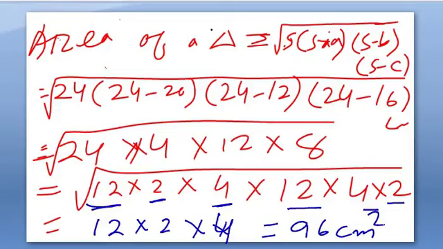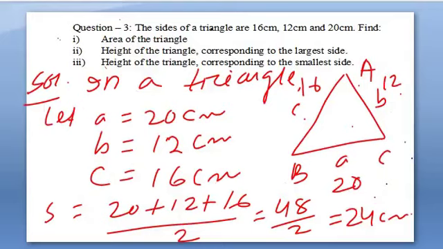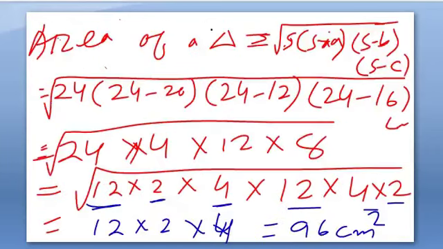Now next see the question. We got the area of the triangle. Now find the height of the triangle corresponding to the largest side. The largest side means this one. Find AD, it is asked. We know the area of the triangle is 96 square centimeter.